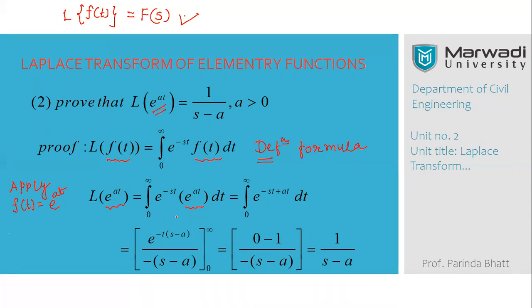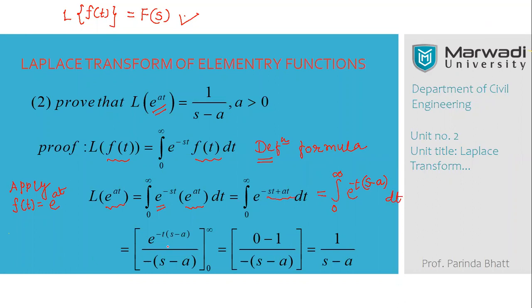Okay. Now the base is the same. That's why we know that the powers are adding. Therefore, minus st plus a. Right? Now we take it common, minus t. Therefore, s minus a into the, we can write it over here, one more step, 0 to infinity e power minus t s minus a dt.